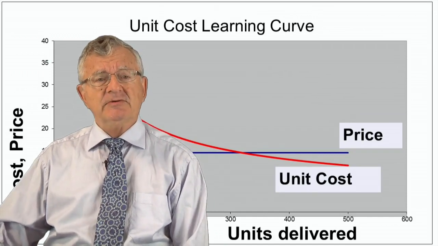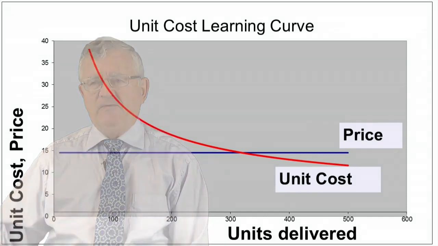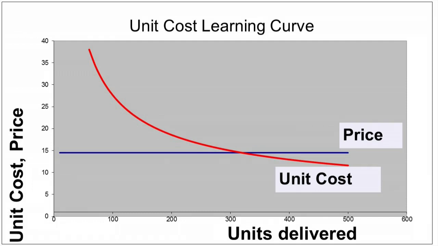As we see on your screen, the unit cost for a learning curve declines, simply reflecting the fact that the more you do something, the more you do a process on an assembly line, the more cars you make, the better the workers get at it, and the less time they take, the less materials they waste, the cost declines.